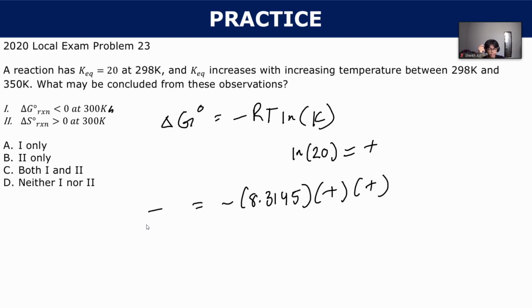And so it does make sense for the change in free energy to be a negative number, because after all, the natural log is a positive number. And so A does make sense, and let's look at 2.